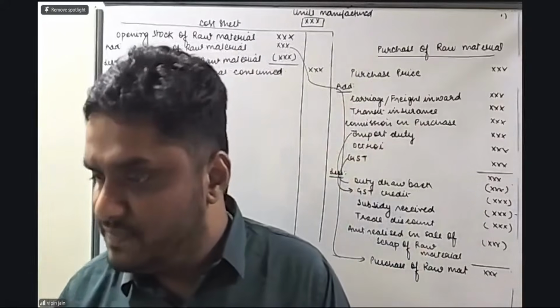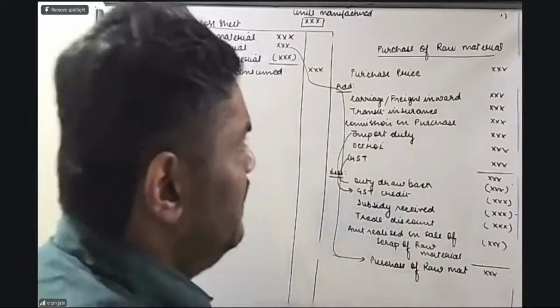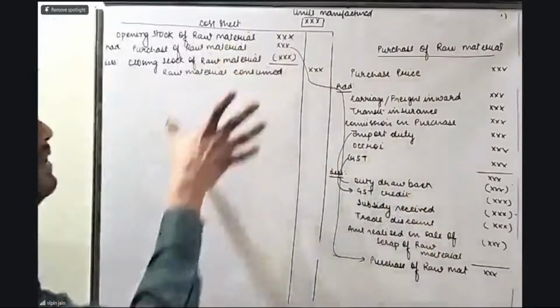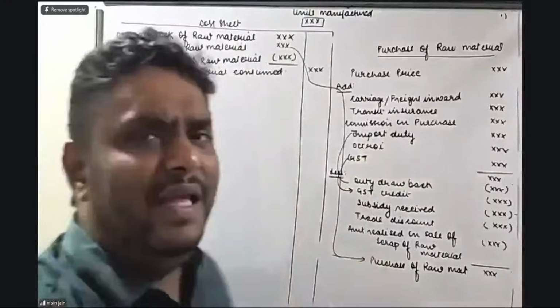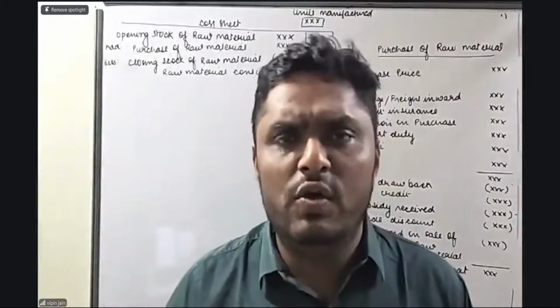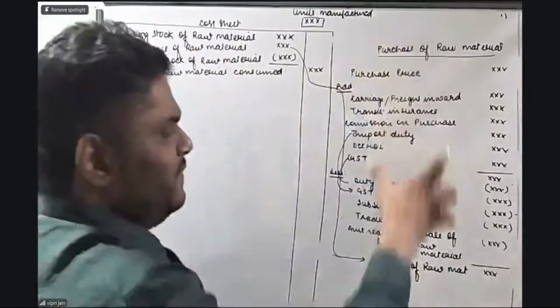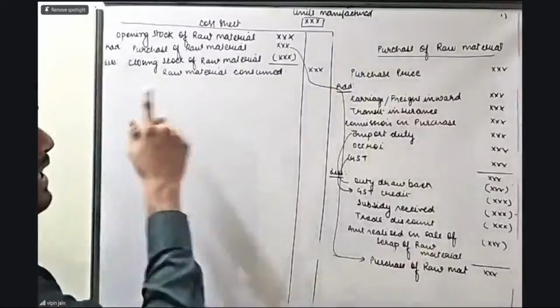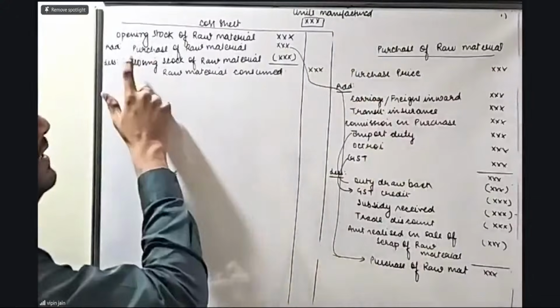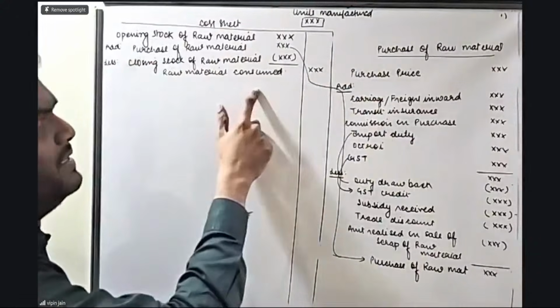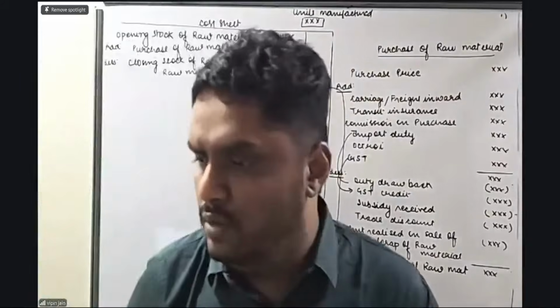Anyone else? So now this item will form part of the cost sheet. Alternatively, you can write it as a footnote also, but it is advisable that all these items form part of the cost sheet. And after adjusting all these items, we will write down the purchase of raw material, and this is how we will get raw material consumed.